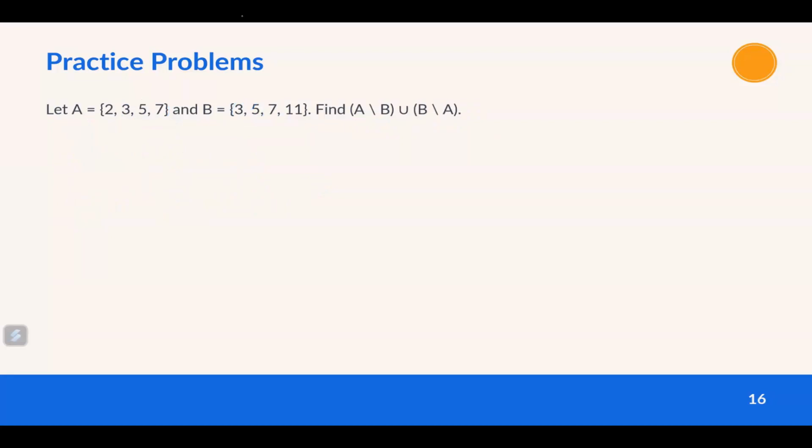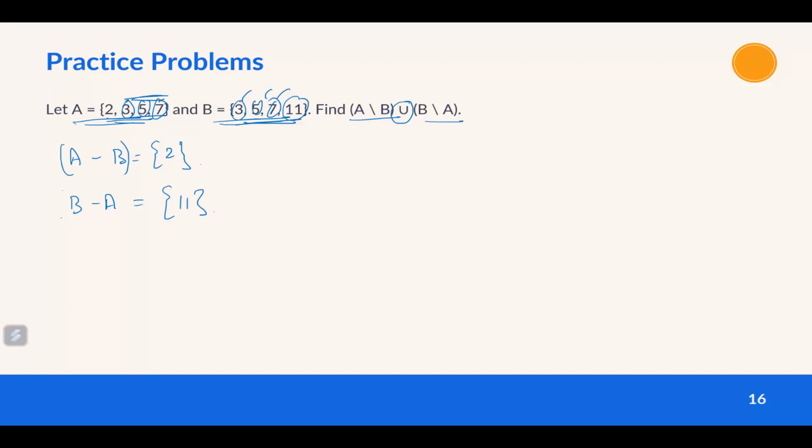Now we'll go to the next example. We have a set A and a set B. We have to find A difference B and B difference A, and then we have to perform a union. So we have A difference B, or we can write A minus B. So from this set, we are removing the elements of set B, which are this element and this element, because they are present in the set B. So we'll only contain 2. Now when we perform B minus A, in this set, we have to remove the elements of A. So 3 will be removed, 5 will be removed, 7 will be removed because they are present in the set A. Only element remaining is 11. So we'll write 11.